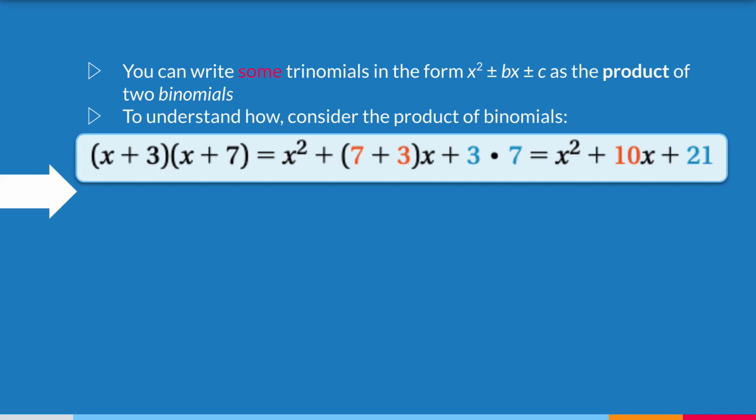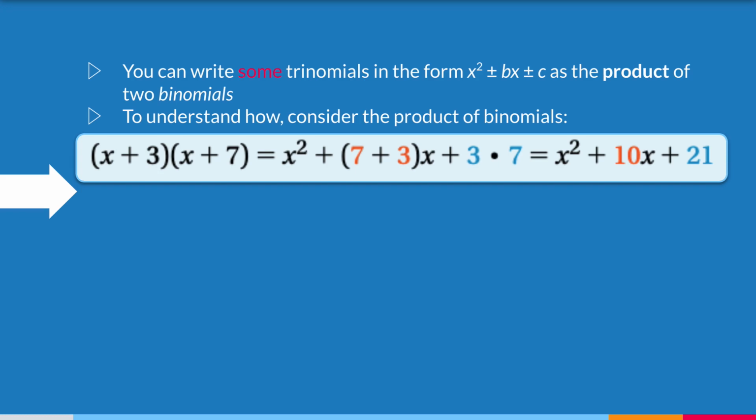x plus 3 times x plus 7. If you were to distribute out the x and the 3 to the x plus the 7, x times x is x squared, x times 7 is 7x, and 3 times x is 3x, so you see that as 7 plus 3 times x. We're showing that there's 7 copies and 3 copies, and then the 3 gets distributed to the 7, and when you combine your like terms, you get x squared plus 10x plus 21.